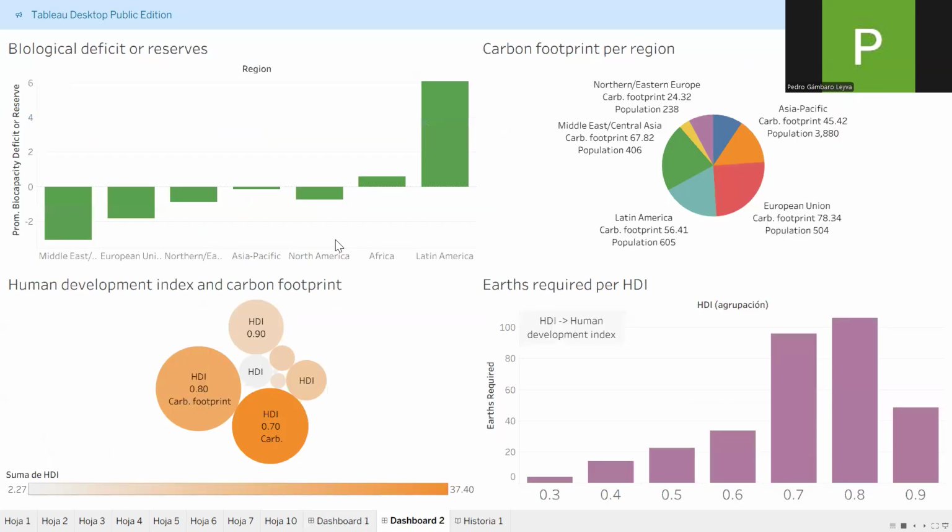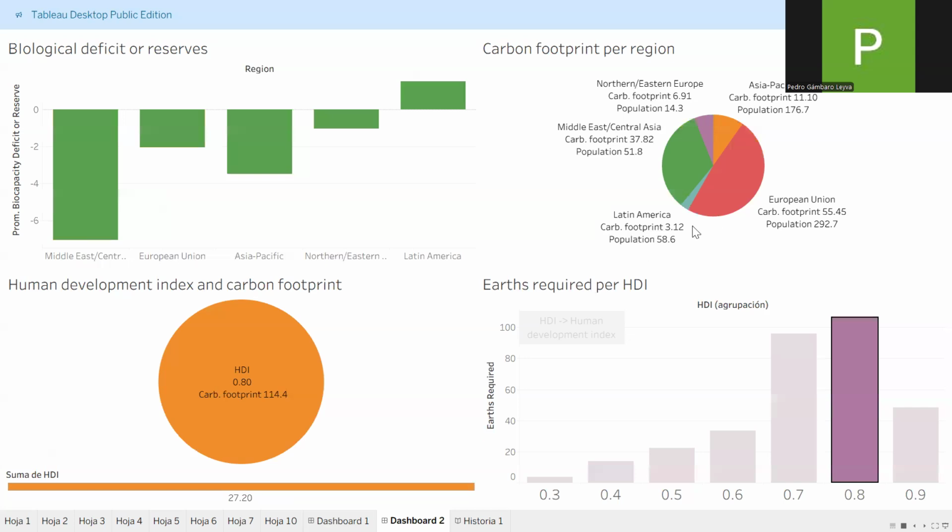Now, continuing with the other dashboard, as we can see here, now we are trying to relate the HDI, which is the Human Development Index, and the carbon footprint. And as we can see in the two graphs at the right, countries which are highly developed, mostly the ones found in the European Union and the Middle East, tend to have a pretty high carbon footprint, which in this case would be 114.